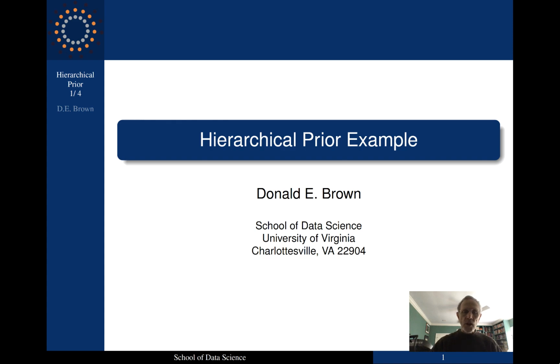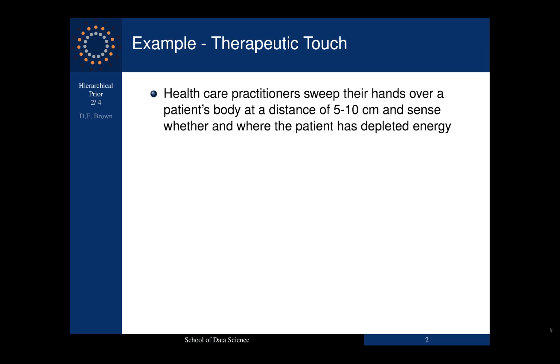This lecture will look again at an application of Markov chain Monte Carlo, but in this case to a problem with a hierarchical prior. This example represents a way to evaluate a number of binary outcomes and compare them using a rather sophisticated Bayesian analysis. And the specific example is one that's called therapeutic touch.